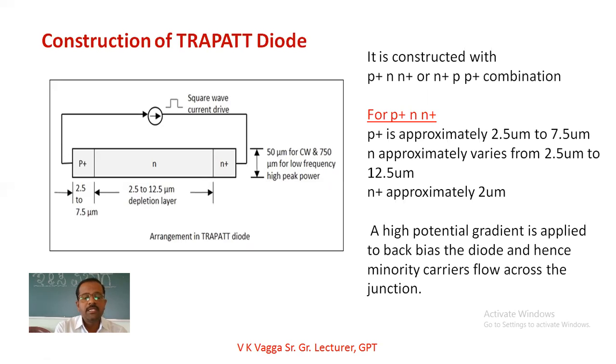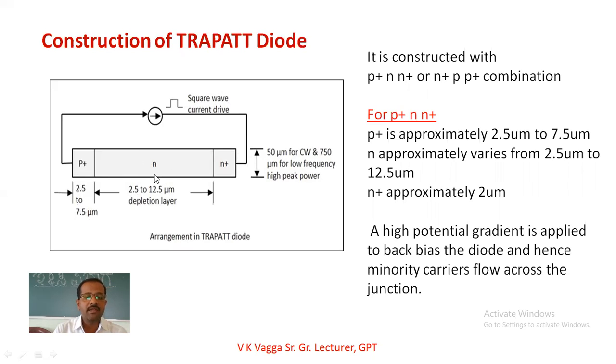Again I am going to repeat here, in order to construct the TRAPATT diode, it is implemented with the p plus n plus configuration, or n plus p plus combination. The example for the construction that has been considered is the p plus n n plus configuration. If you take the width of the p plus, it is approximately 2.5 to 7.5 micrometer. It is to be followed by the n region. This is nothing but the depletion layer.